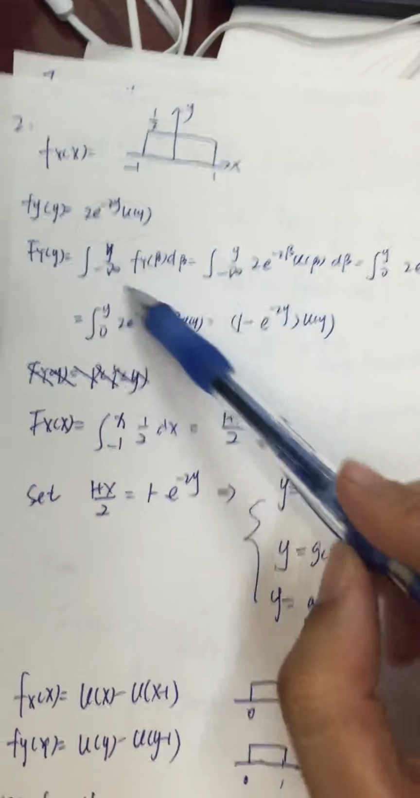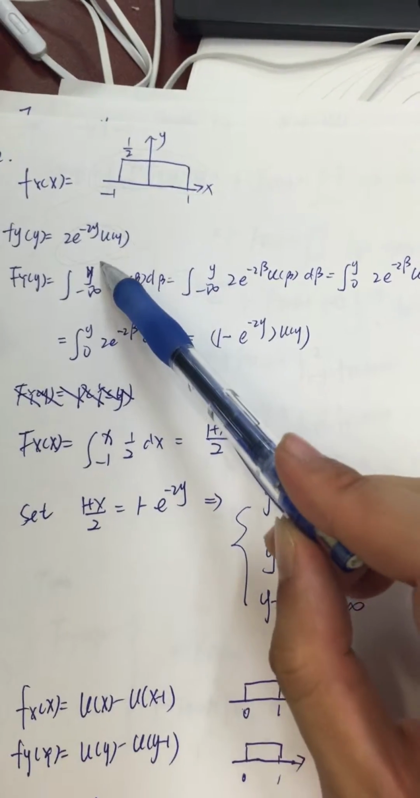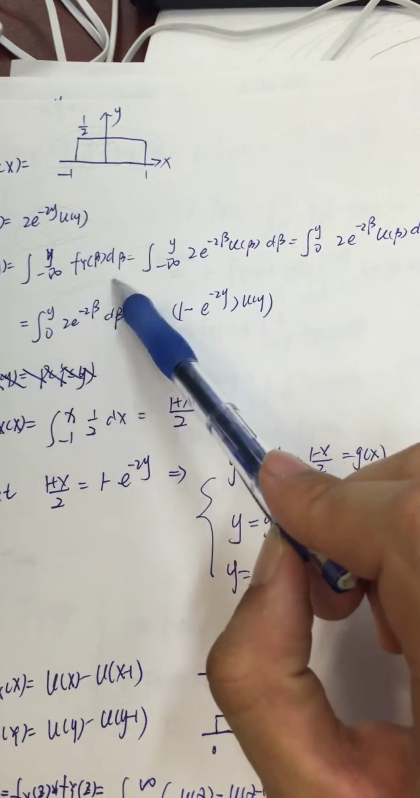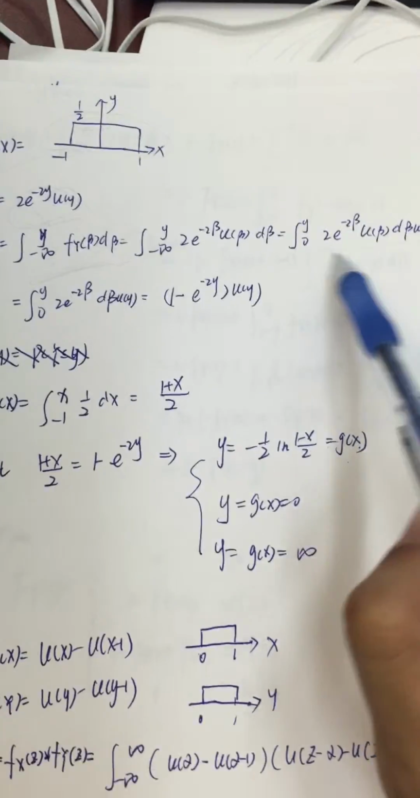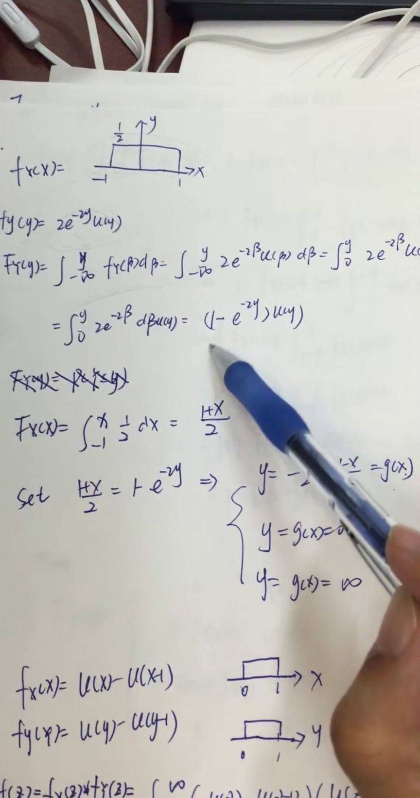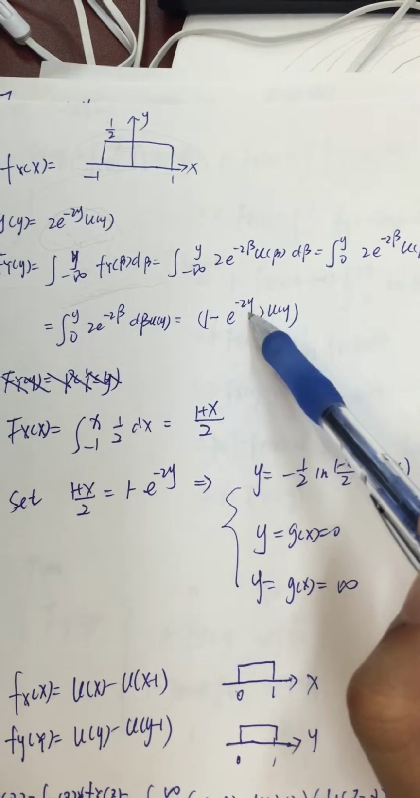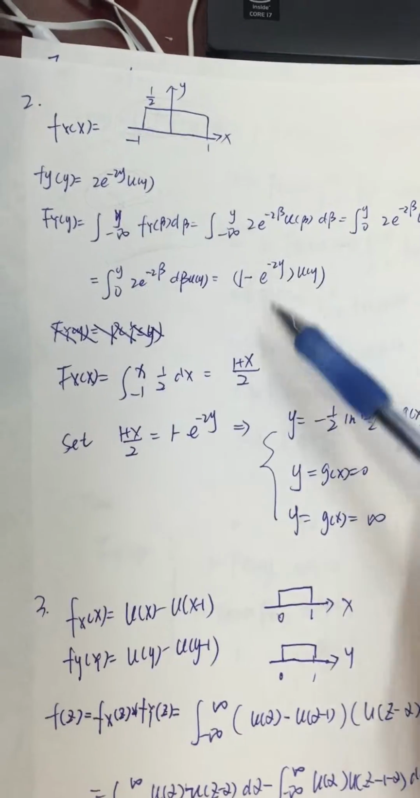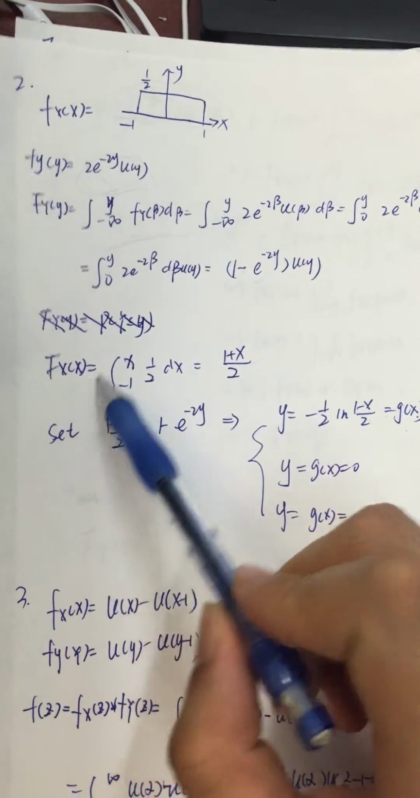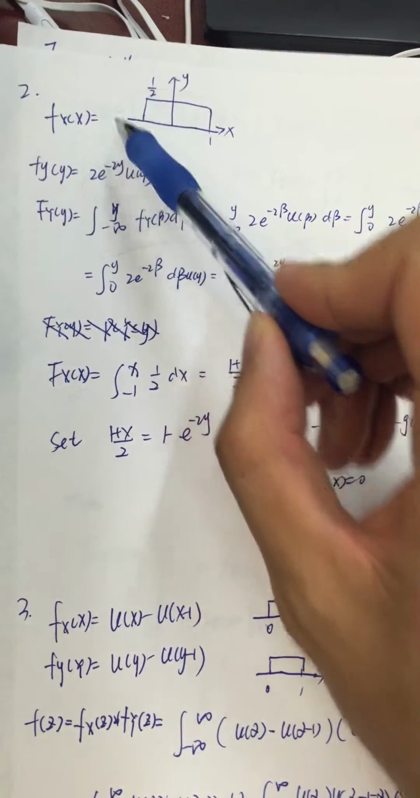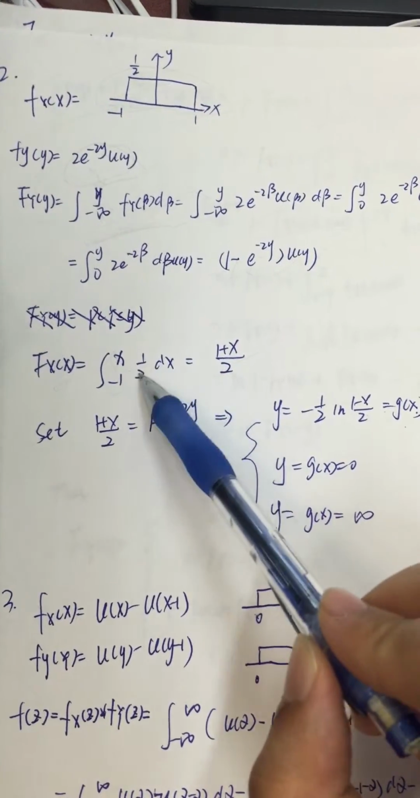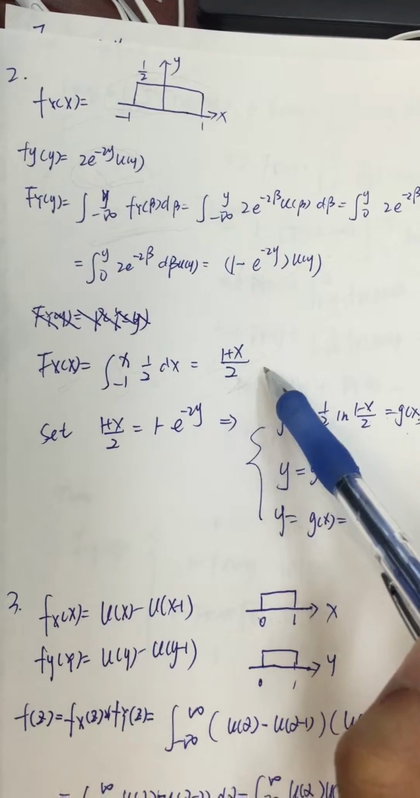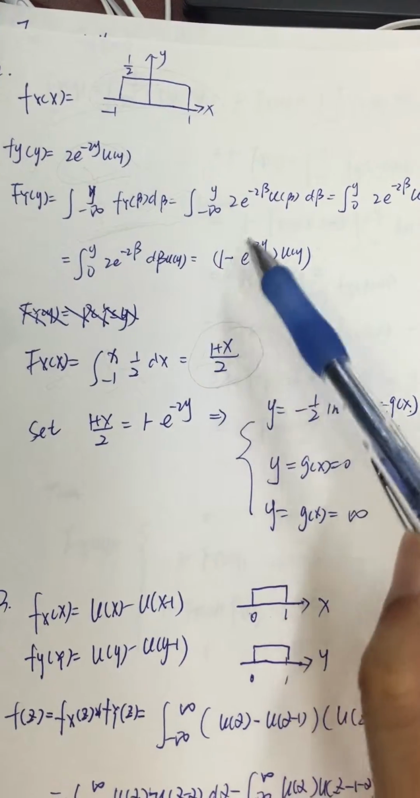So we insert the density function of fy into the integration. After the calculation, we can easily get 1 minus e to the minus 2y multiplied by the step function. For the distribution of x, from the density function fx we integrate the 1/2 to get the distribution function of x equal to (1 plus x)/2. So easily we let this part equal this part.